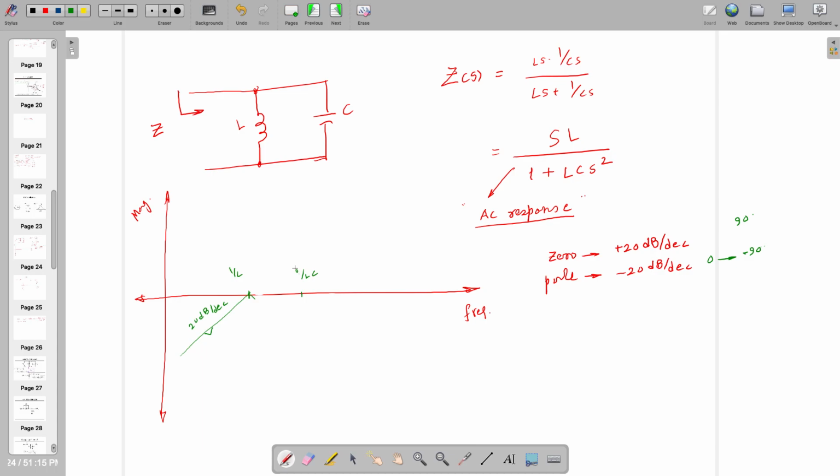So you have to mark the values also, like the pole frequency is 1 by root LC, right? So there are two poles available at the same frequency, so it's 1 by root LC. Is his plot correct or wrong? Okay, you have to mark the axis. And what is the value in between? Yeah, 1 by root LC, okay. Okay, fine. This is correct.